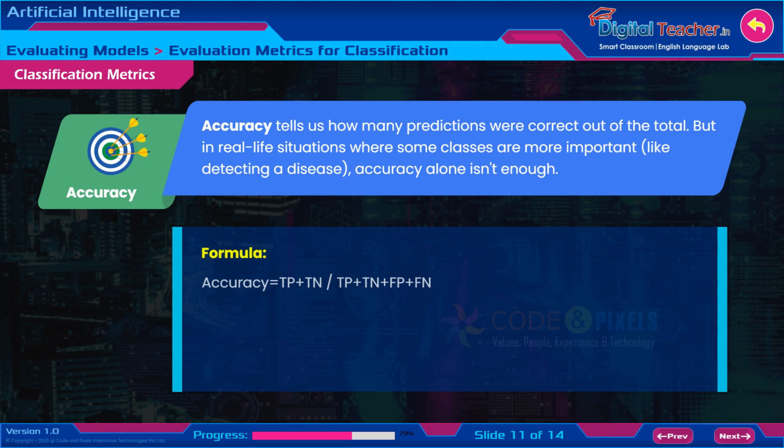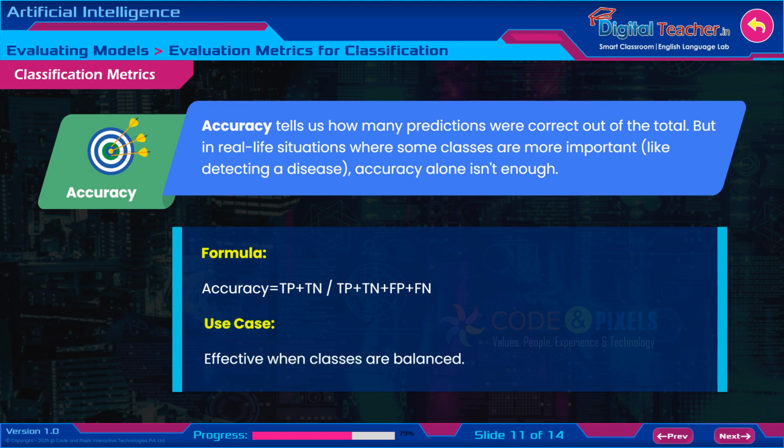Formula. Accuracy is equal to true positive plus true negative divided by true positive plus true negative plus false positive plus false negative. Use case: effective when classes are balanced.